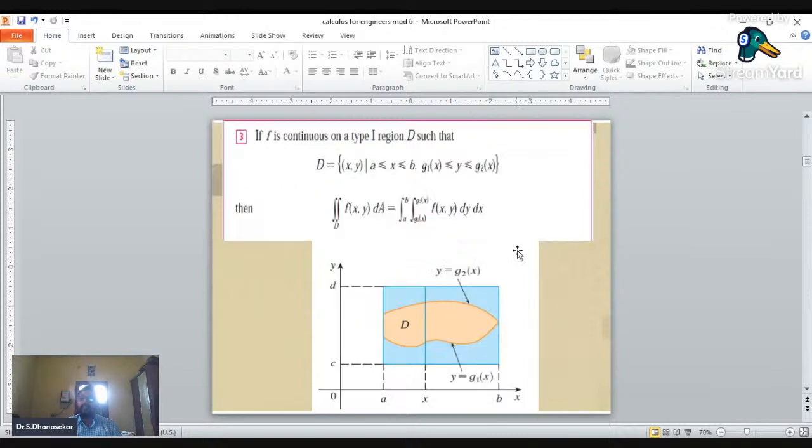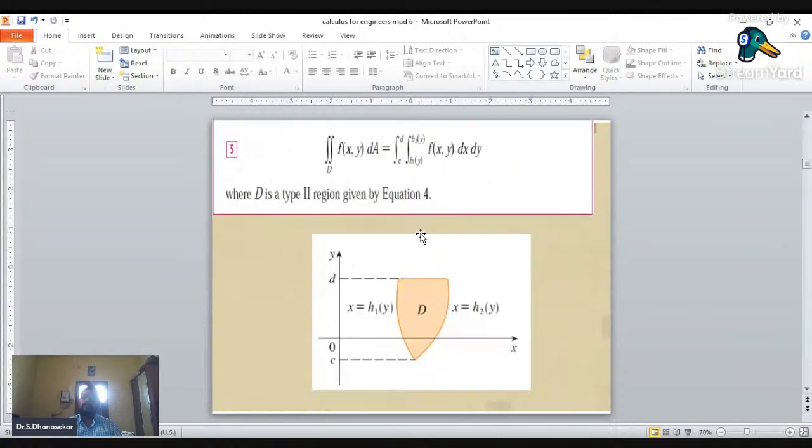So whenever, please remember that dy dx means you are going to draw a vertical line and find out the inner integral. And whenever we go for dx dy, you are going to draw a horizontal line and find out the limits of the inner integral.